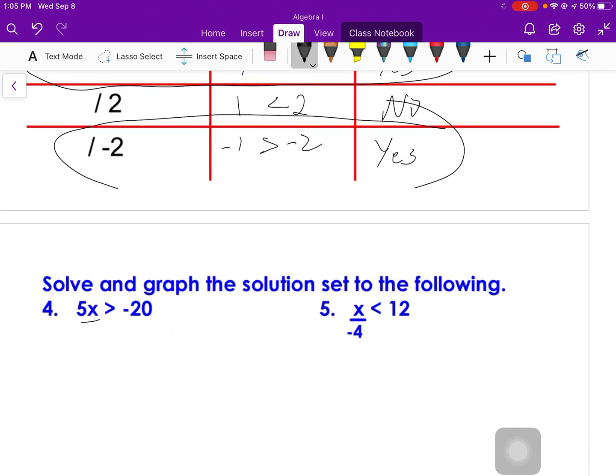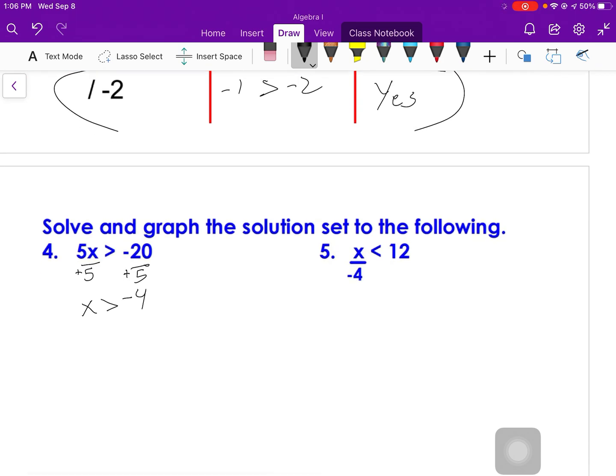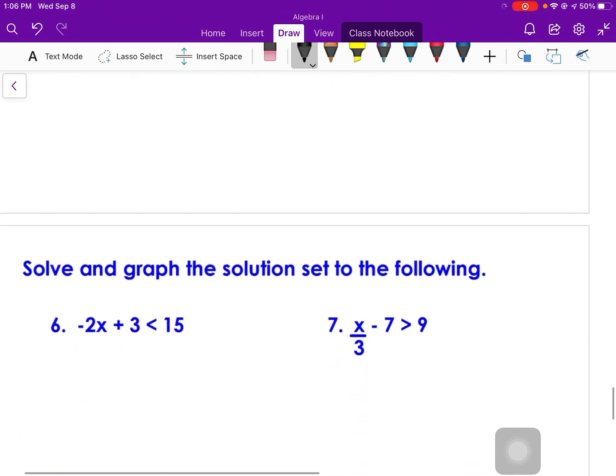So I'm going to divide both sides by 5 because that's the inverse of multiplication. I get a negative 4 over here, but I divided by a positive number, so I'm not going to change the direction of my inequality. It's still x is bigger than negative 4. Okay, over here we're dividing by negative 4, so I'll multiply both sides by negative 4. I multiply by a negative number, so this has to change to greater than. It's going to change directions because I multiplied by a negative number.